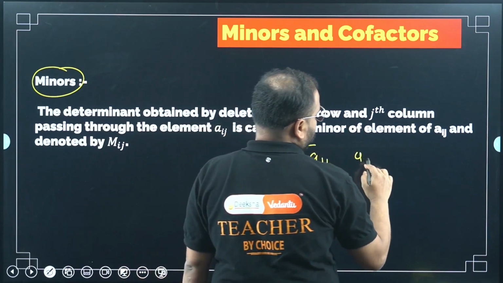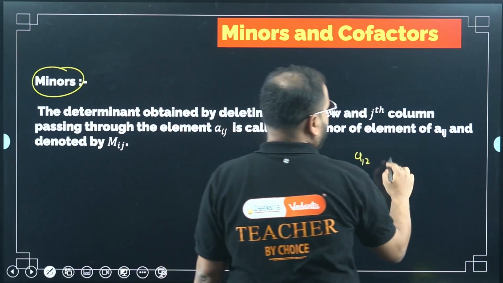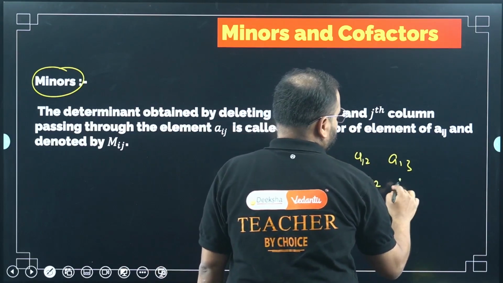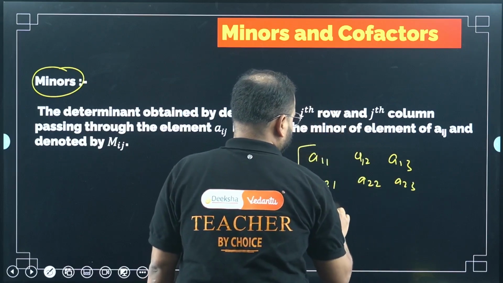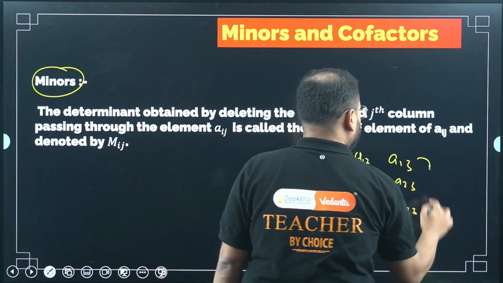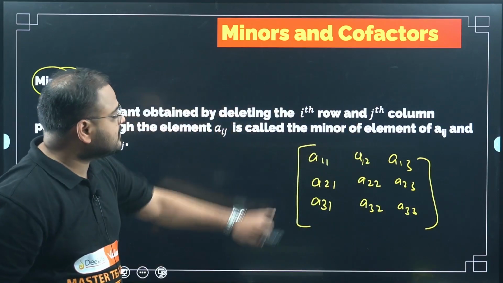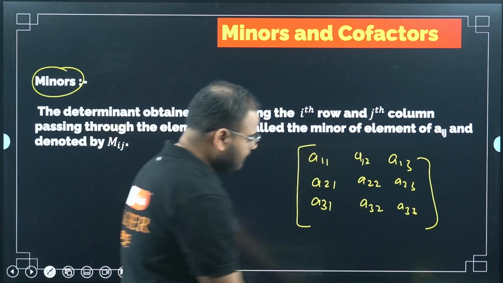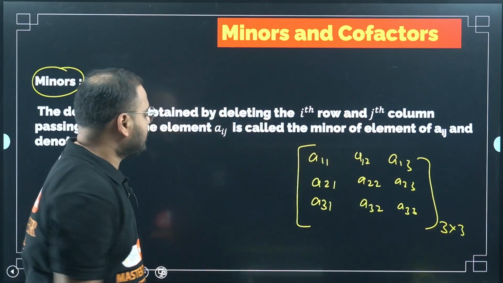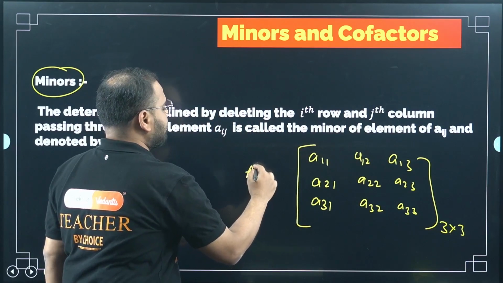A11, A12, A13. So what is this? This is a matrix of what type? Square. Order is 3 cross 3. Let's name the matrix as A.